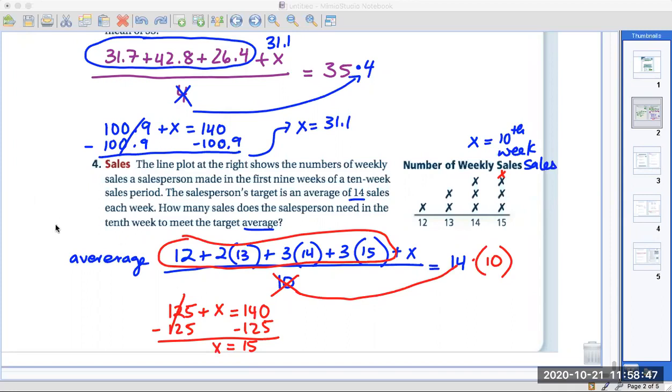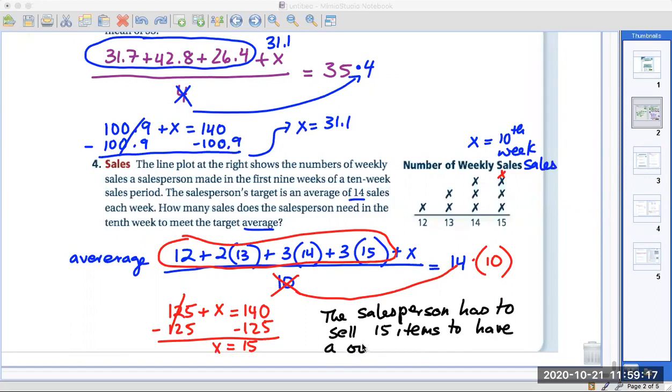So let's answer that. The salesperson has to sell. So that's a little pressure, right? Because he's only made 15 is like the highest. Has to sell 15 items, whatever they are, to have a overall average of 14 sales.